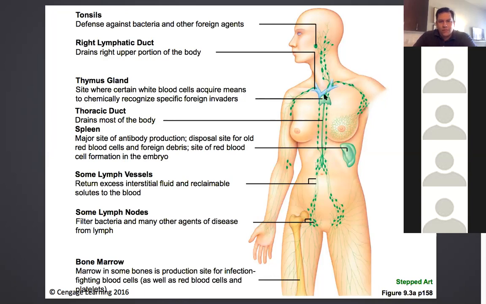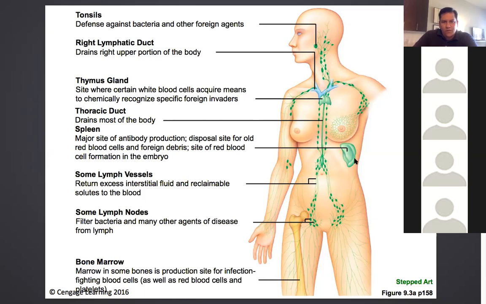The thymus gland, located behind the sternum bone, is the site where certain white blood cells, like the T lymphocytes, acquire means to chemically recognize specific foreign invaders. T lymphocytes are a type of white blood cell created in the bone marrow. Also, you have here this thoracic duct that drains most of the body.